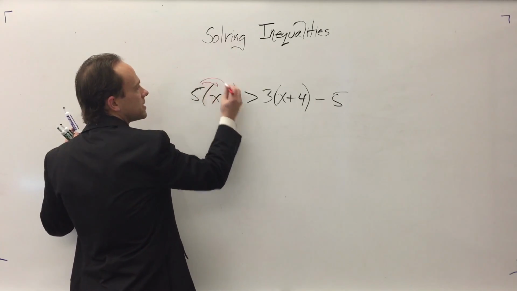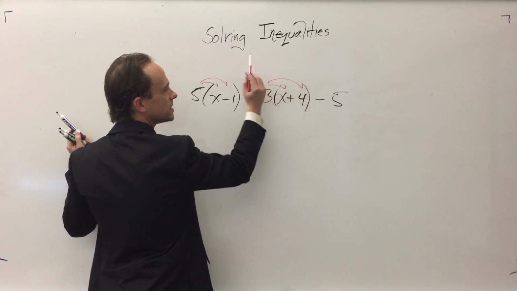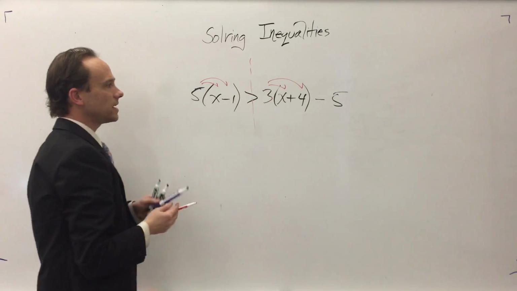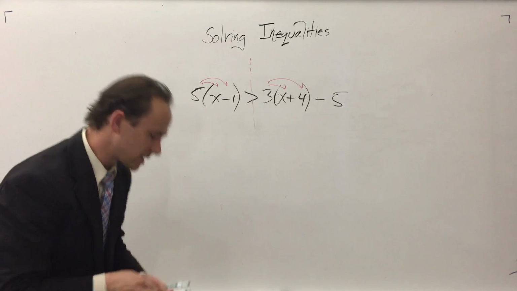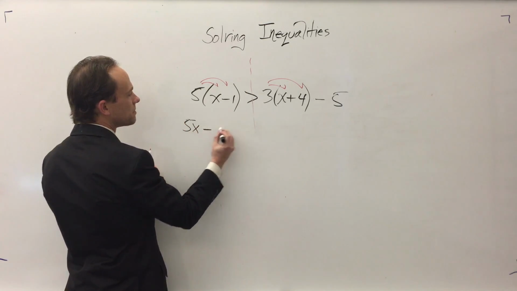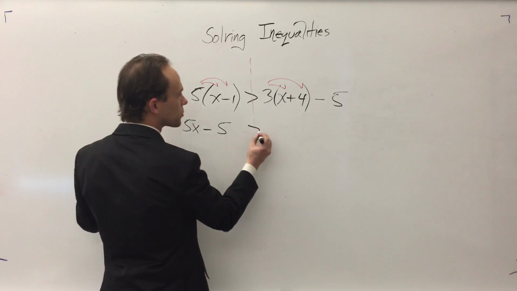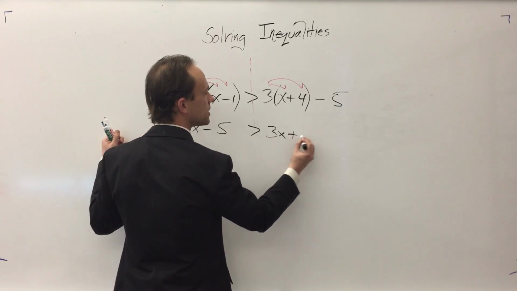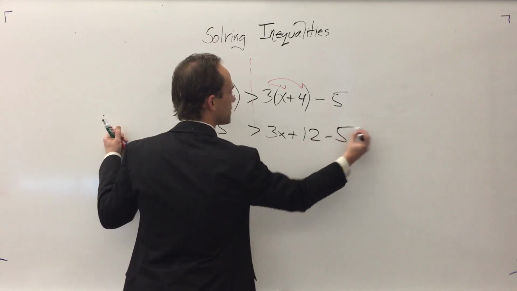If I'm seeing a distribution on both sides of this inequality, I'm going to just do that first. I'm going to give myself 5x minus 5 is greater than 3x plus 12 minus 5.